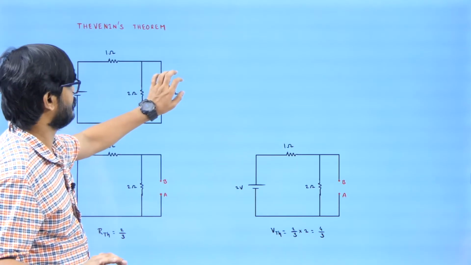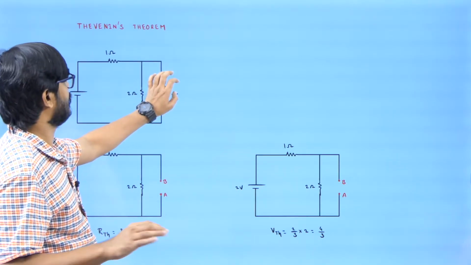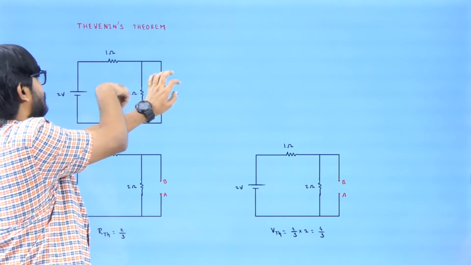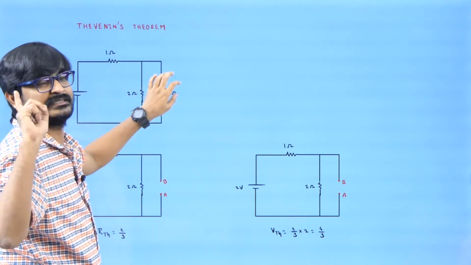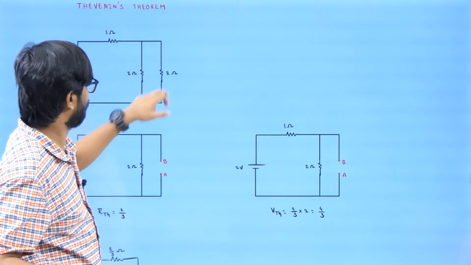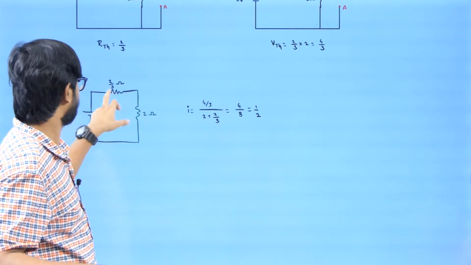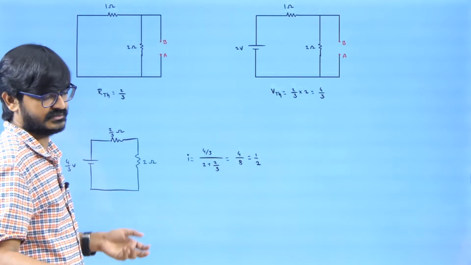If you want to find some information in this one, let me call it the load. If I want to find something about the load, and if the remaining part of the circuit consists of resistors and sources, then I can replace all those sources and resistors with a single resistor and a single source. So the 2 ohm is my load. Across the 2 ohm, I can connect one single source and one single resistor. How to find those two values, we will see.